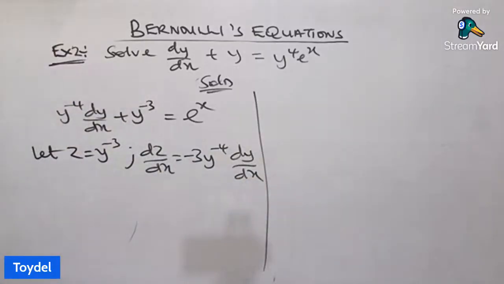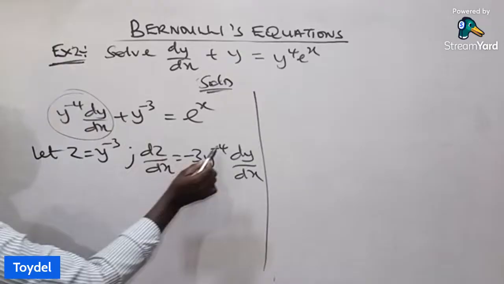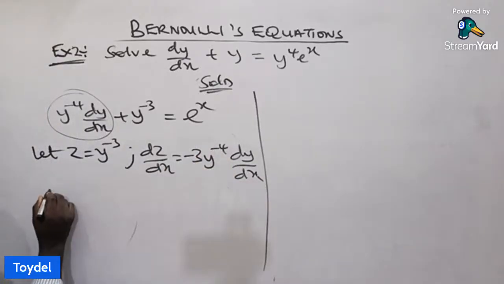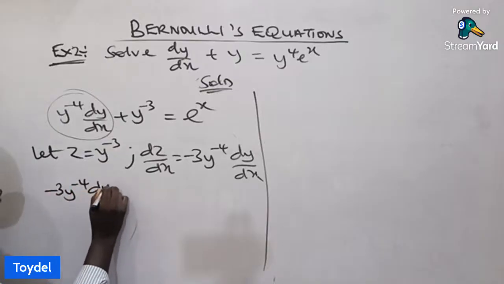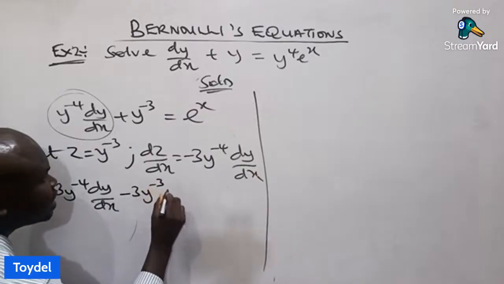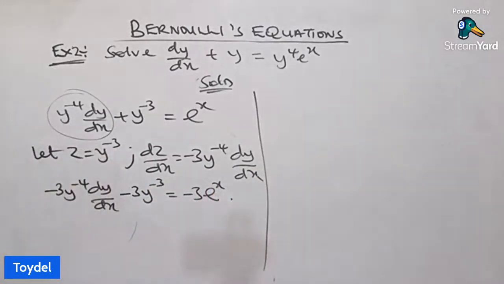That's the next thing. Look at what we have here and what we have here. The only difference is minus 3. So we multiply through by minus 3. That will be minus 3 y raised to power minus 4 dy/dx minus 3 y raised to power minus 3 is equal to minus 3 e raised to power x. That is what we are going to get.